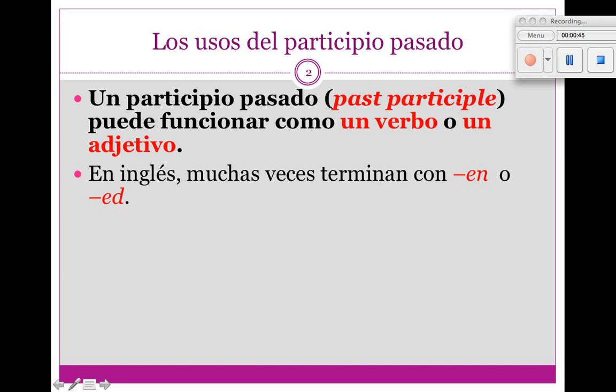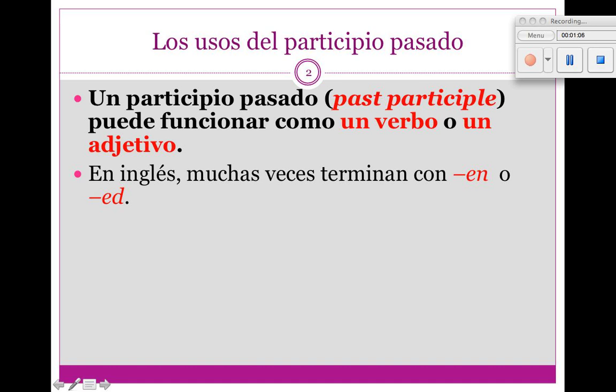Participio pasado. You guys already know what a past participle is. We've been learning it when we've been talking about yo he abierto la puerta. I have opened the door. Ella ha leído un libro. She has read a book. So those, you already know all of them. So this first part's going to be super simple.